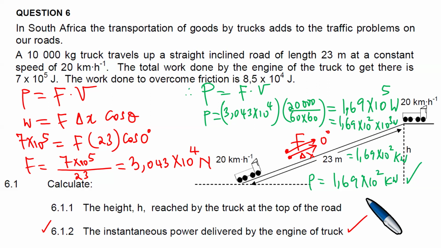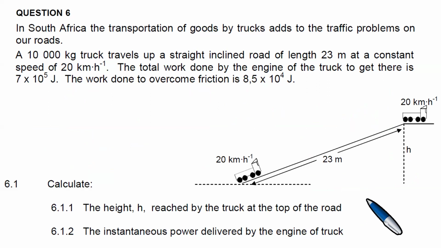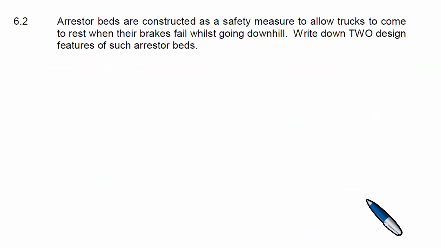Right, the next question is on the arrestors. There are things we call arrestor beds. Arrestor beds are constructed as a safety measure to allow trucks to come to rest when their brakes fail whilst going downhill. Write down 2 design features of such arrestor beds. These arrestor beds are very important, but many times trucks have a big problem because sometimes the brakes of the truck fail. So what happens if the brakes fail?